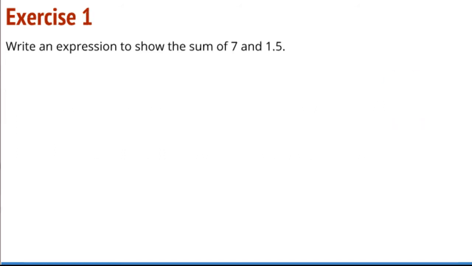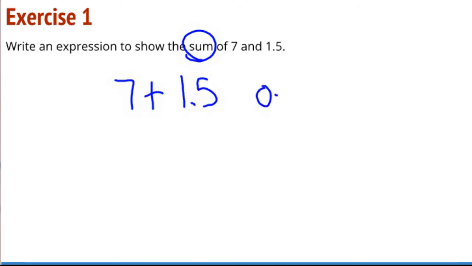All right, quick look at some exercises here. Write an expression to show the sum of 7 and 1 5/10. Now, I would really like it if in your heads you were thinking, how could you draw models of these? How could you demonstrate these things? But sum tells me I'm performing an addition operation, so 7 and 1 5/10, or I could do 1 5/10 plus 7.